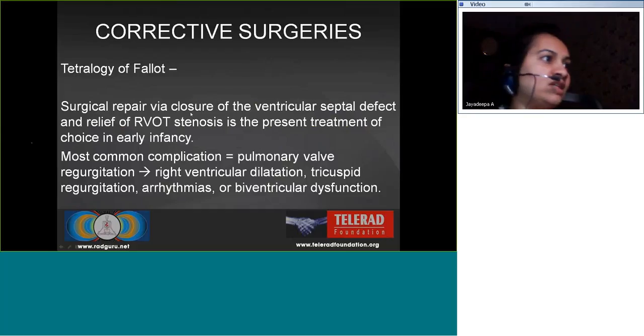Now coming to corrective surgeries, first we take tetralogy of Fallot, of course the most commonly performed operation. Here it is basically surgical repair via closure of the ventricular septal defect and thereby relieving the RVOT stenosis. The most common complication again here is going to be pulmonary valve regurgitation, thereby leading on to right ventricular dilatation, tricuspid regurgitation, arrhythmias and biventricular dysfunction over a period of time.